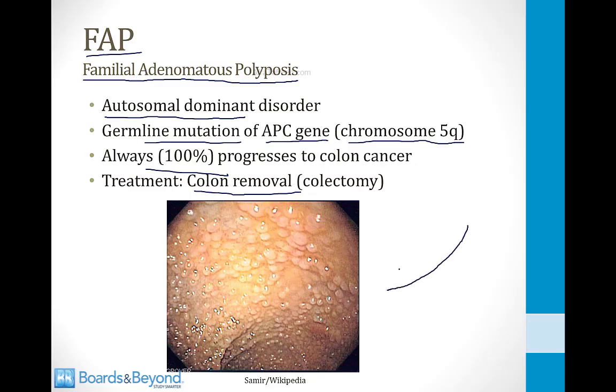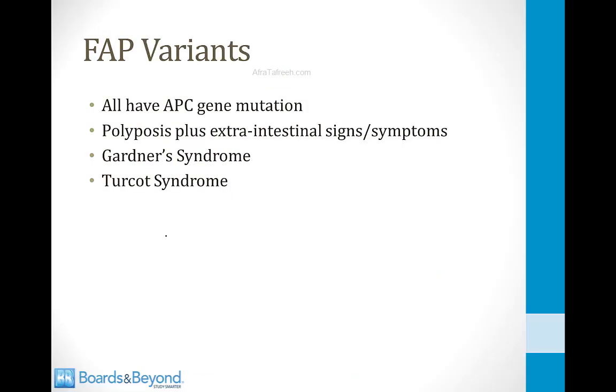Shown on the screen is a colonoscopy image of a patient with familial adenomatous polyposis, and you can see numerous polyps throughout the colon, and that is typical of this disorder. There are a number of FAP variants. These are syndromes that all involve an APC gene mutation. They have polyposis of the colon plus extraintestinal signs and symptoms. And there are two FAP variants you should know as a medical student. First one is Gardner's syndrome. The second one is Turcot syndrome.